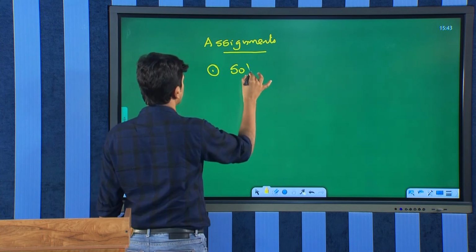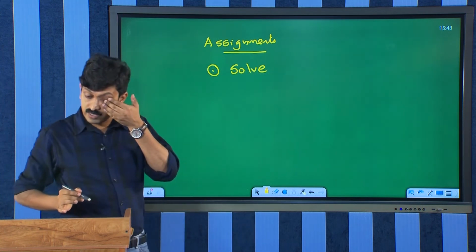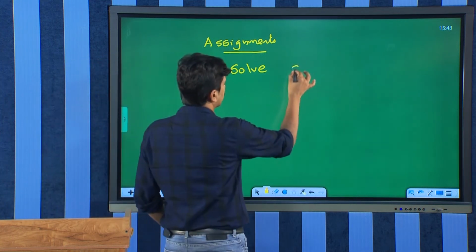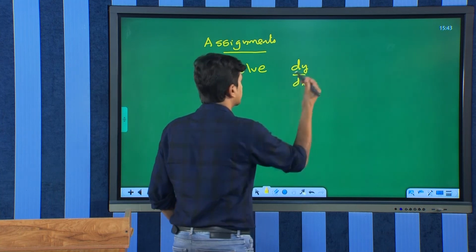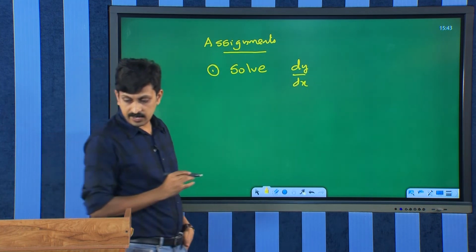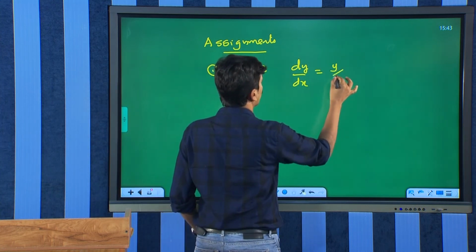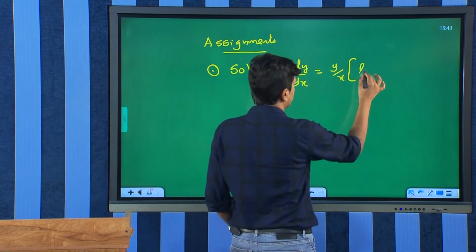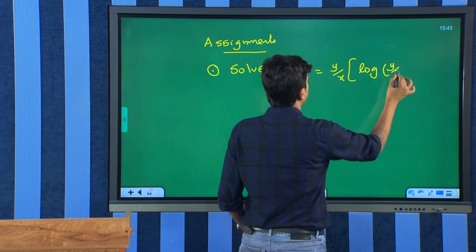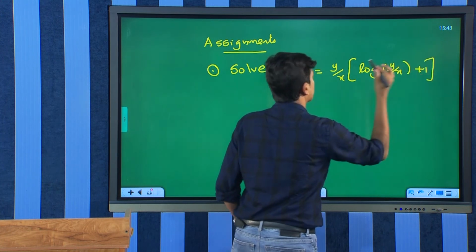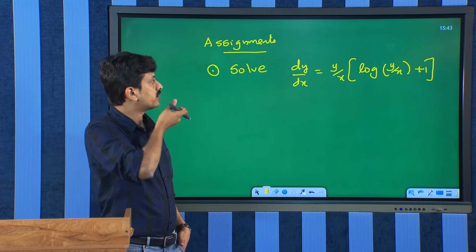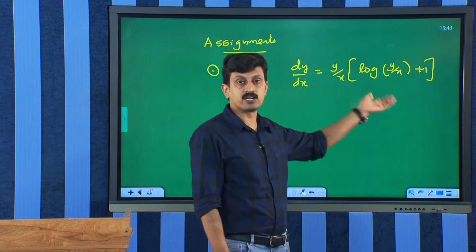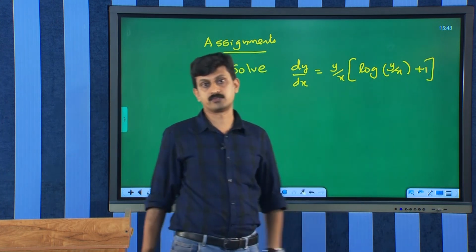Solve the differential equation dy by dx is equal to y by x into (log of y by x plus 1). Okay. While seeing this differential equation, we understand that because log of y by x plus 1 is there, we are unable to separate it now, but it can be separated by giving a substitution to y by x.